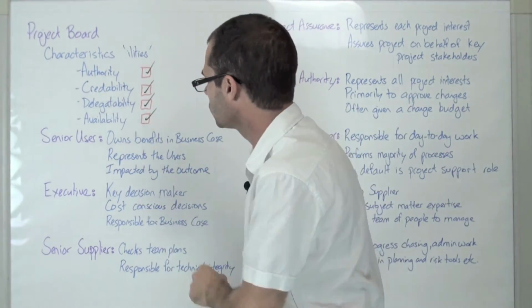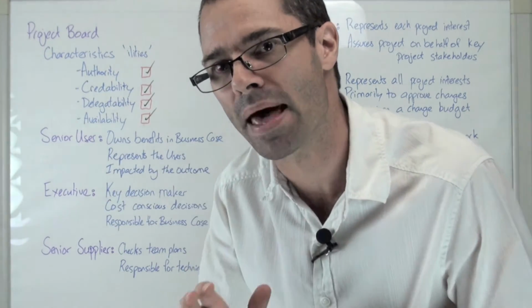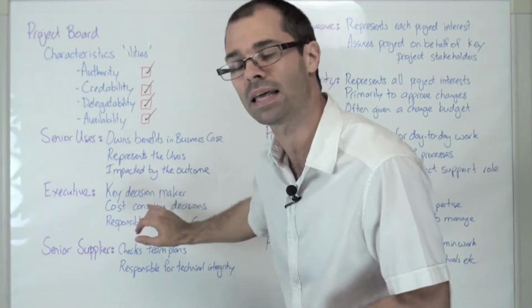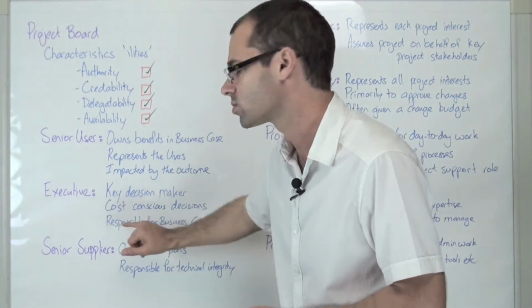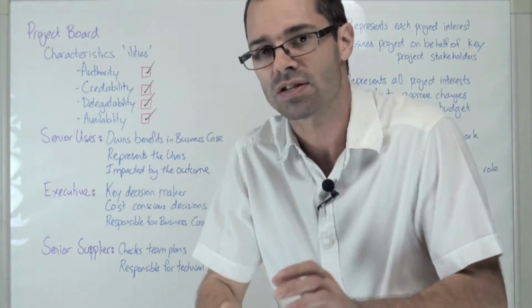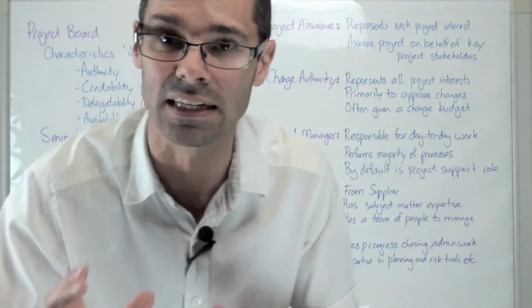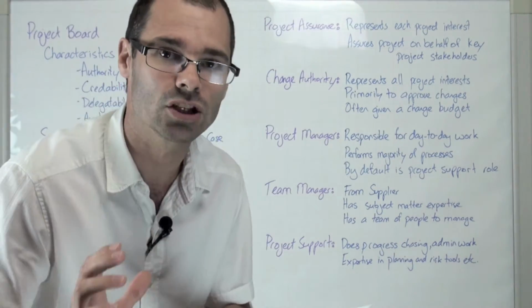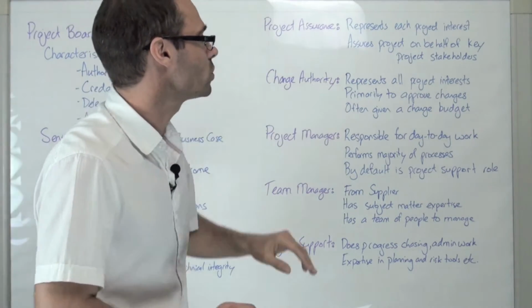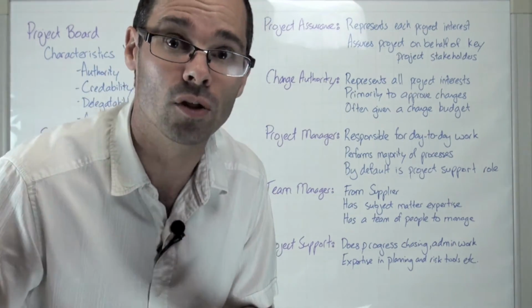The senior user owns the benefits in the business case and represents the users and is also impacted by the outcome. The executive is a key decision maker, has a cost-conscious approach to decision making and is responsible for the business case. The senior supplier checks the team plans and is responsible for the technical integrity of the project. The project assurance represents each of the project interests and assures the project on behalf of key project stakeholders. Those are those people on the project board.